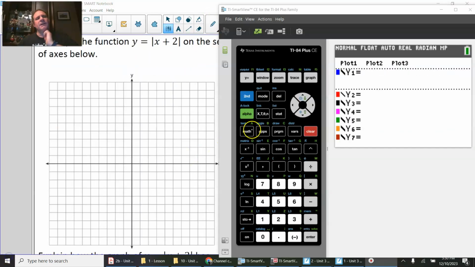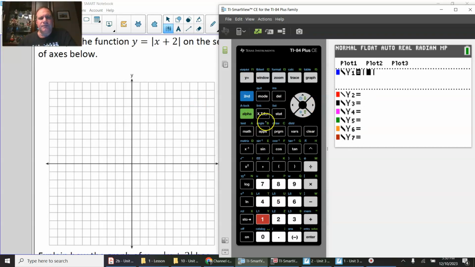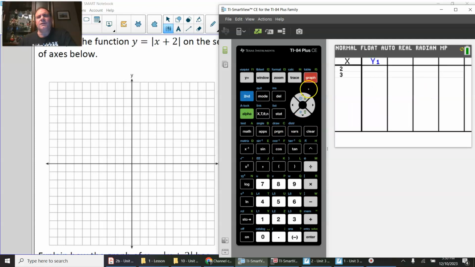All right. Okay, it says graph this on the set of axes. Very easy. Absolute value, you just press math. You go over to num. You press 1. And then you just put x plus 2 in. And you press graph. And it's a V shape because it is an absolute value graph. Press second function, you go straight up to as much as negative 10. It's a 10 by 10 graph. So as much as you can just put onto this graph.